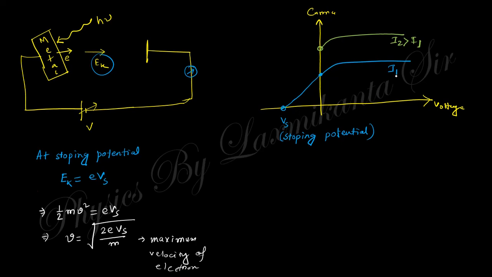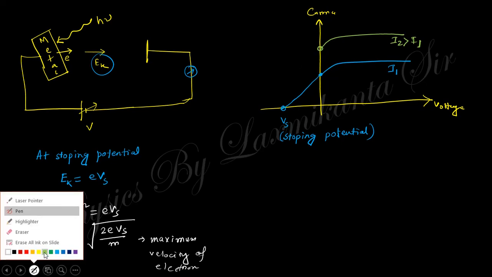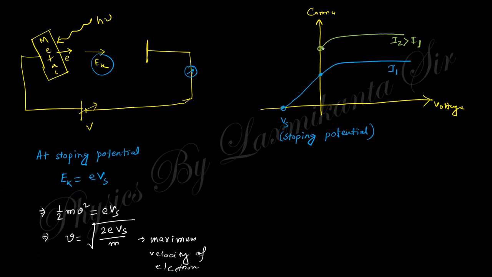Now this is the intensity at 1, but in the second case when the intensity increases, the current will increase. If you reduce the applied voltage in the negative portion, the kinetic energy depends on the energy of the incident light, not on the intensity. That's why the stopping potential will be the same. So the nature will be like that. This is the total intensity variation.